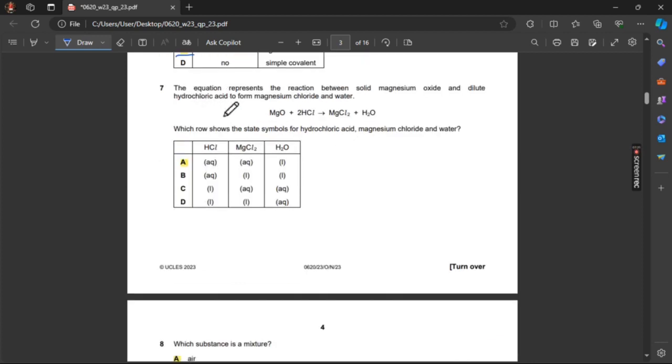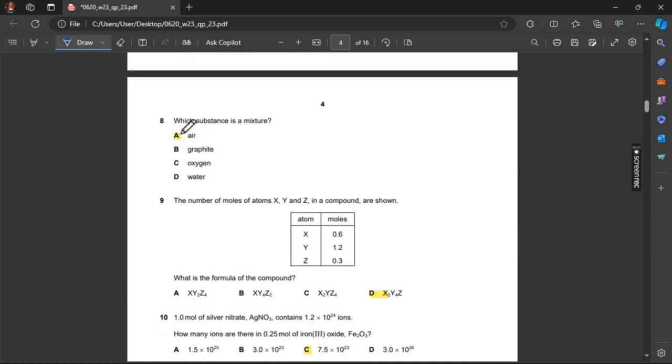Next question. The equation represents the reaction between solid magnesium oxide and dilute hydrochloric acid to form magnesium chloride and water. Which row shows the state symbols for the hydrochloric acid, magnesium chloride, and water? Hydrogen chloride is dilute, so you should remove C and D. Water should be in liquid form, so both answers have the liquid form of water, and magnesium chloride is formed in the water, so it should be aqueous. So the correct answer is A.